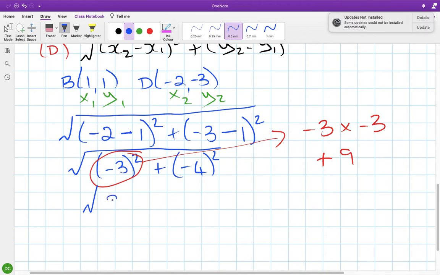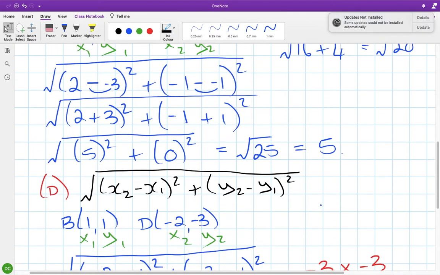So the minus is gone. So it's 9 plus 16, which is the square root of 25, which is 5. And that makes sense because I got 5 a minute ago.